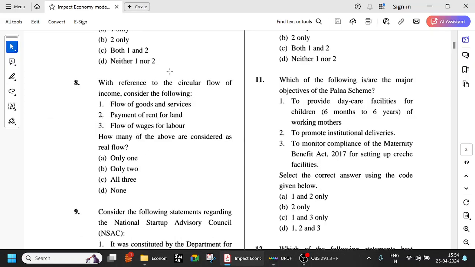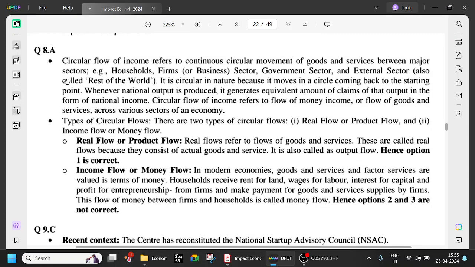So, with reference to circular flow of income, consider how many are considered as real flow of goods and services. Yes, and this payment of rent and payment of wages is not real flow; it is money flow. So only one. 8A is the answer.